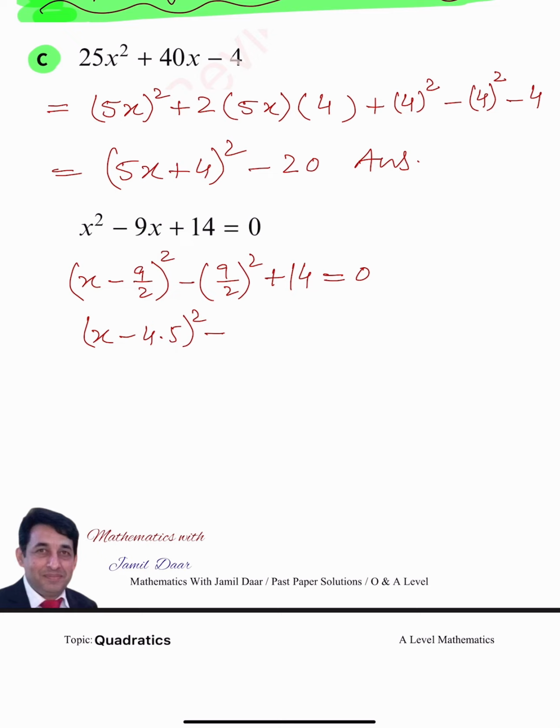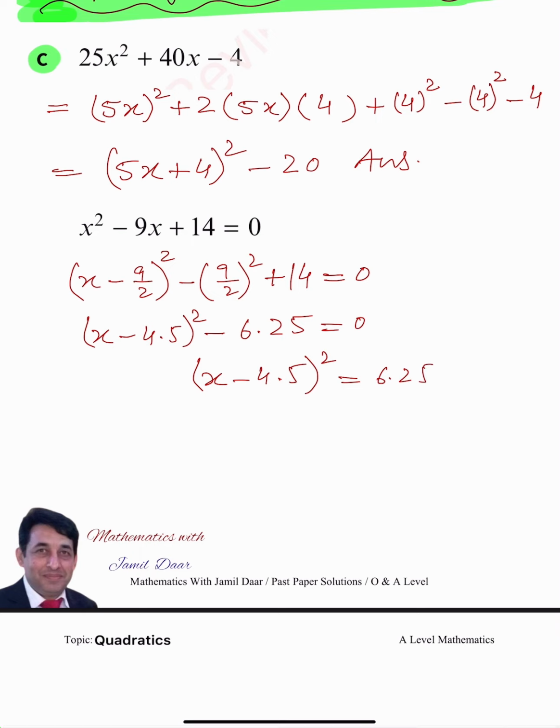Okay, this will become minus 6.25 is equal to 0. So bring this 6.25 to the other side. This will become (x minus 4.5) whole square is equal to 6.25.